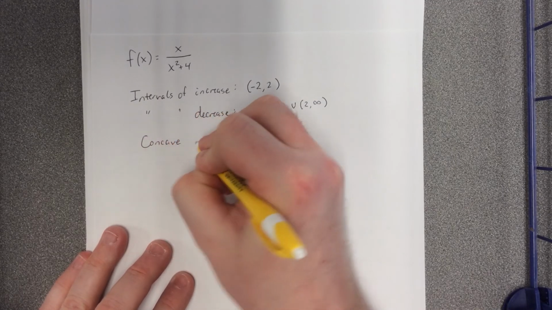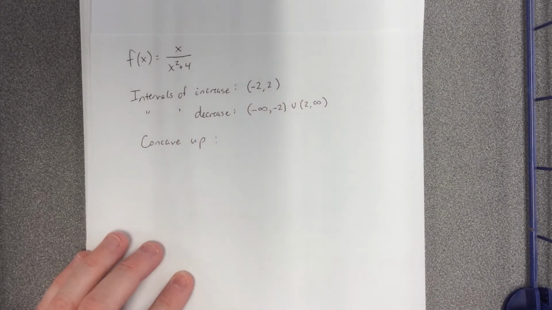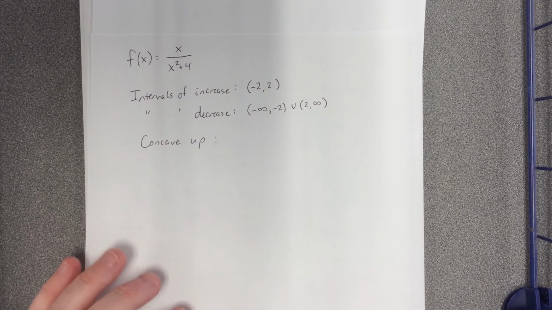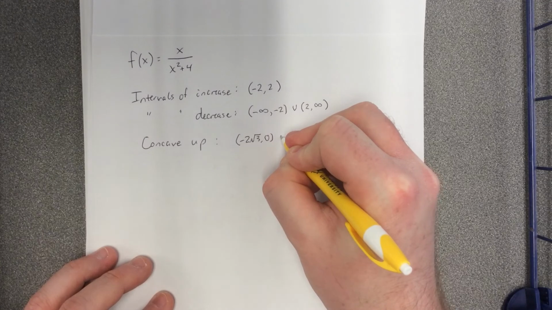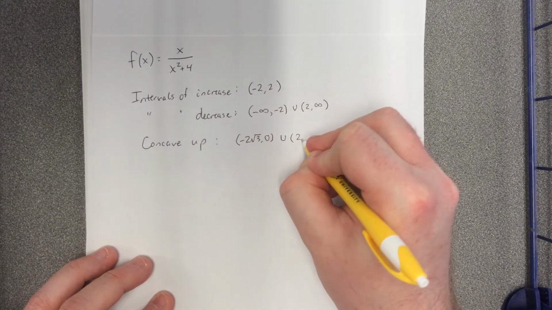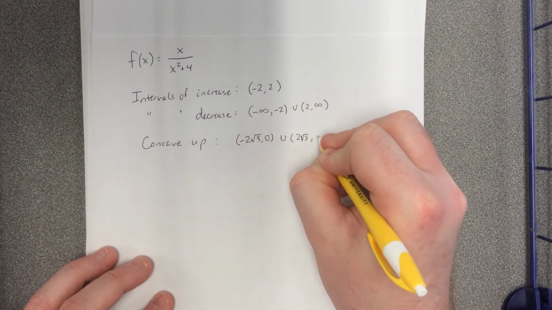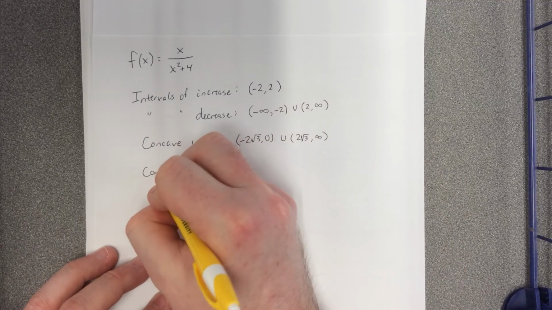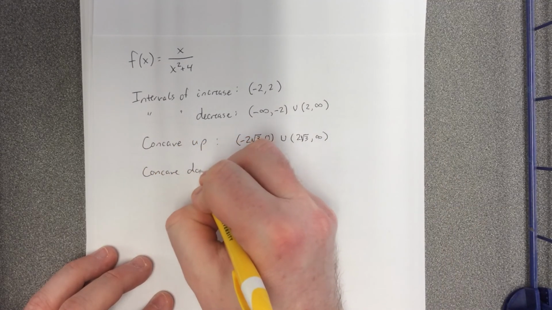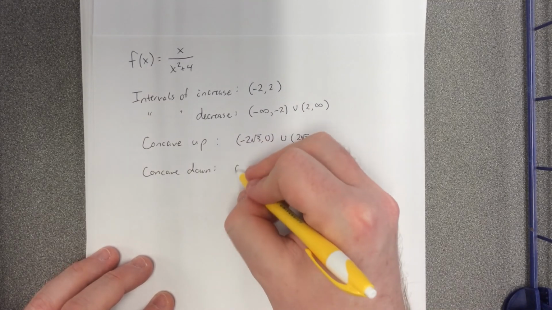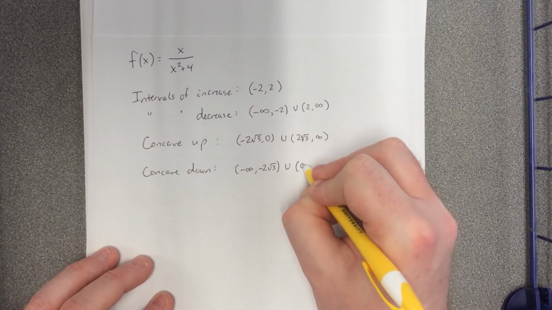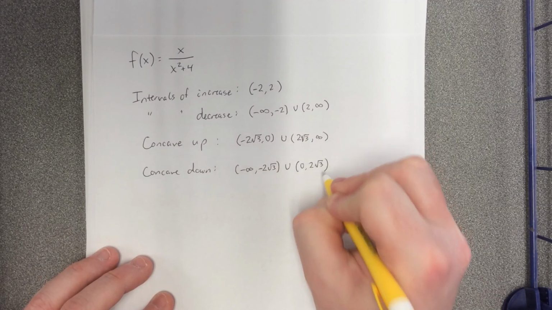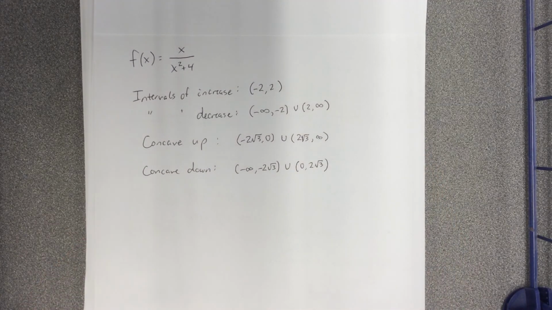Then we got concave up on the following intervals. Concave up was from negative 2 square roots of 3 to 0, as well as 2 square roots of 3 to infinity. And then we have concave down on negative infinity to negative 2 square roots of 3, as well as 0 to 2 square roots of 3. If you need to check back in the video to get what any of those intervals were, please feel free to rewind and rewatch.